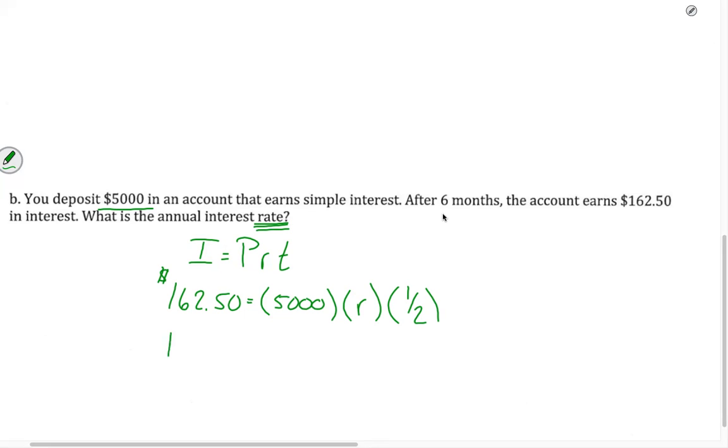So I get 162.50 equals 2,500 times R, because half of 5,000 is that. Divide by 2,500. And what do we got?